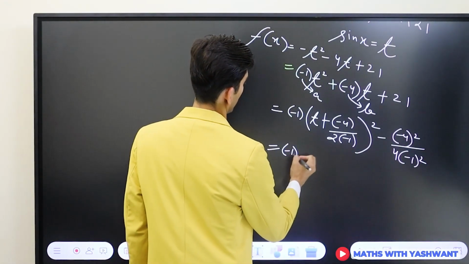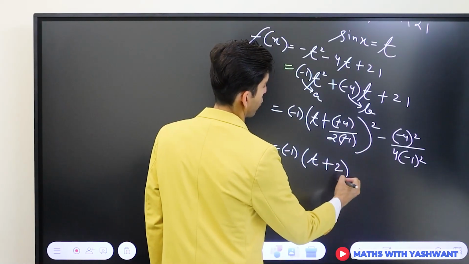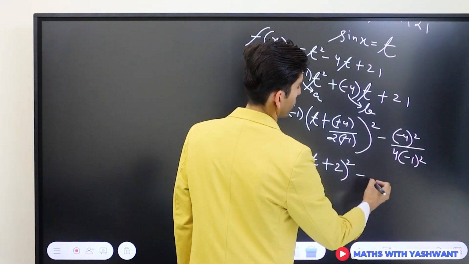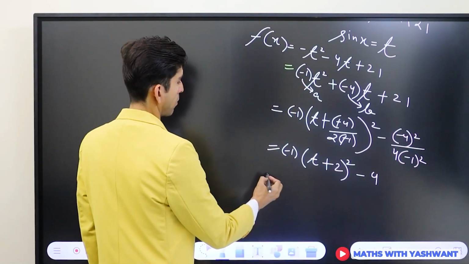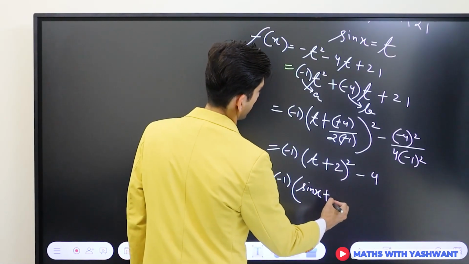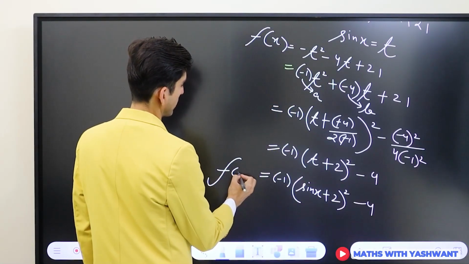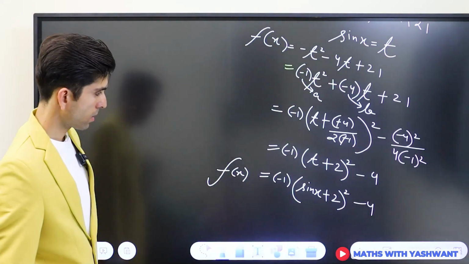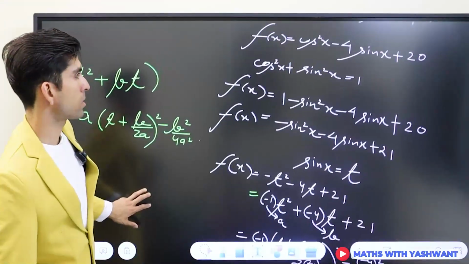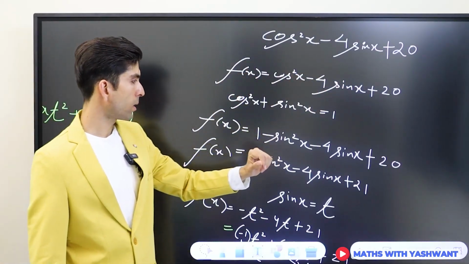So we have negative 1 and t, this negative will get cancelled out, and we have t plus 2 whole square with a negative sign, and this will be your 16 by 4, and this will be your 4. Now we back substitute the value of t, which is sin x. So we have sin x plus 2 whole square minus 4. So f(x) is negative 1 into sin x plus 2 whole square minus 4. So the expression that is given originally is cos square x minus 4 sin x plus 20.